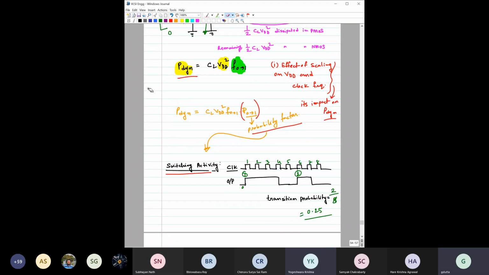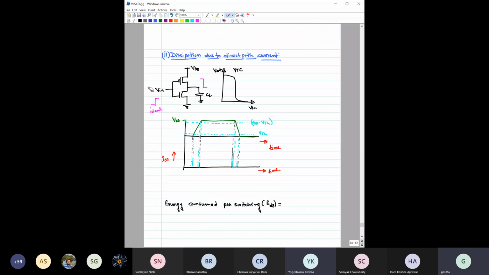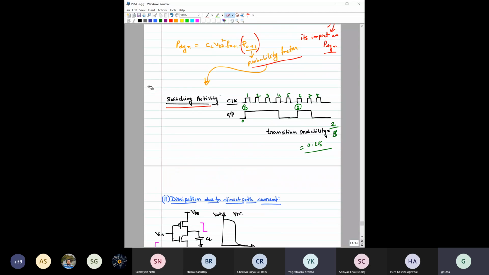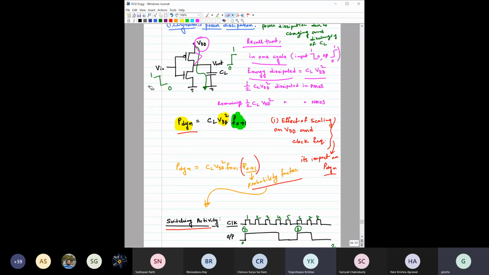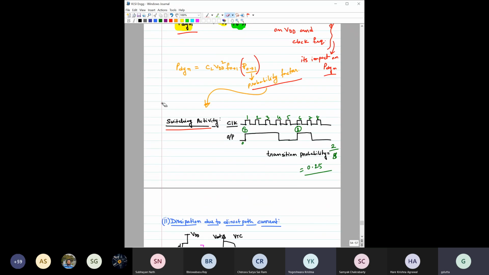I think in this dynamic power dissipation, more or less these things are important for our inverter purpose. We will see if we have to discuss something extra when we discuss additional gates like the NAND gate and NOR gate.